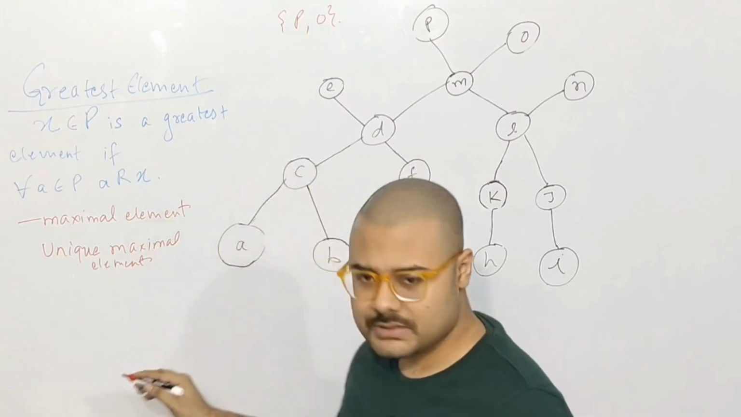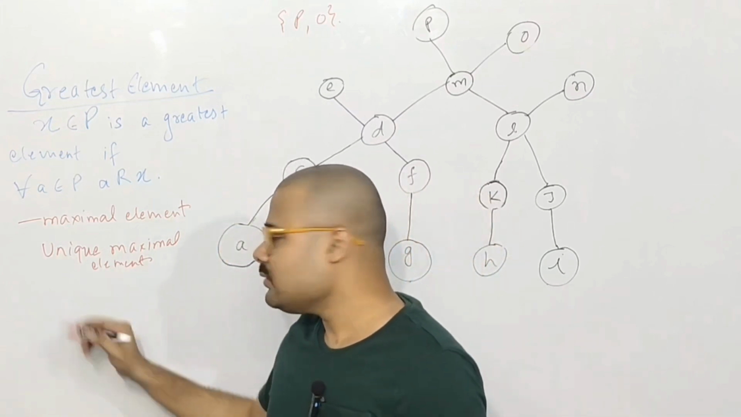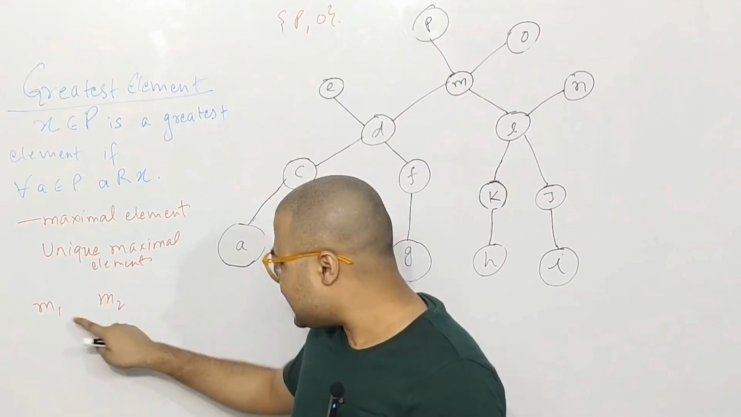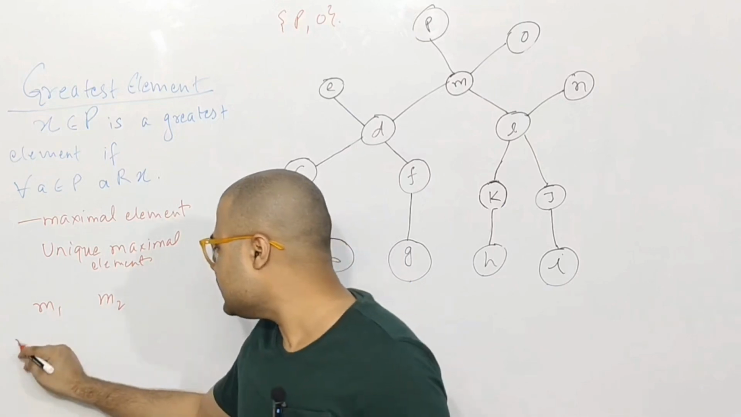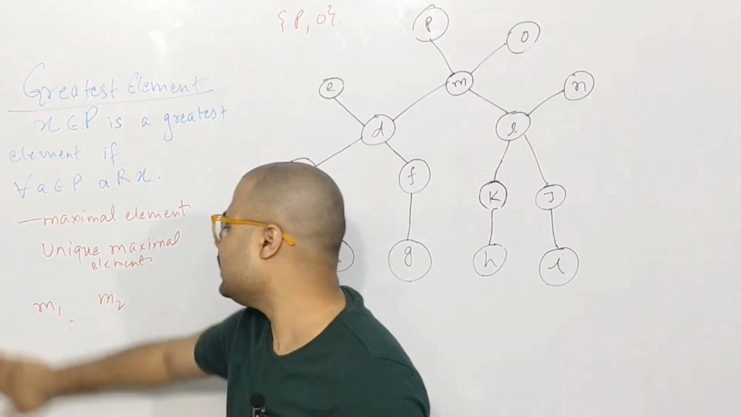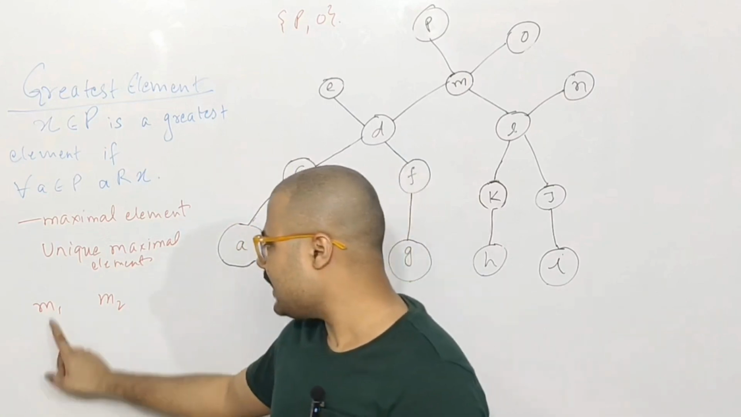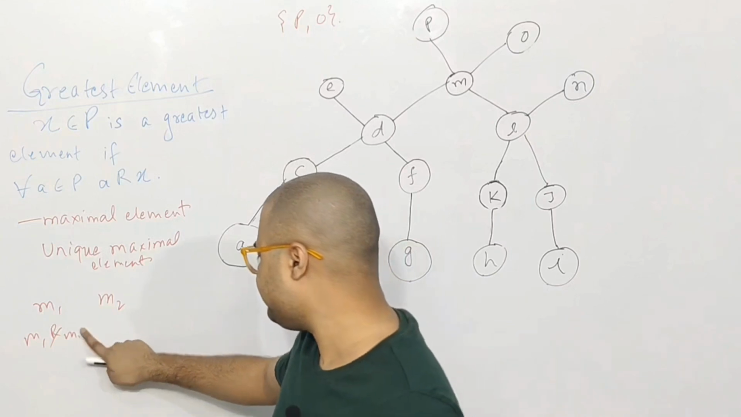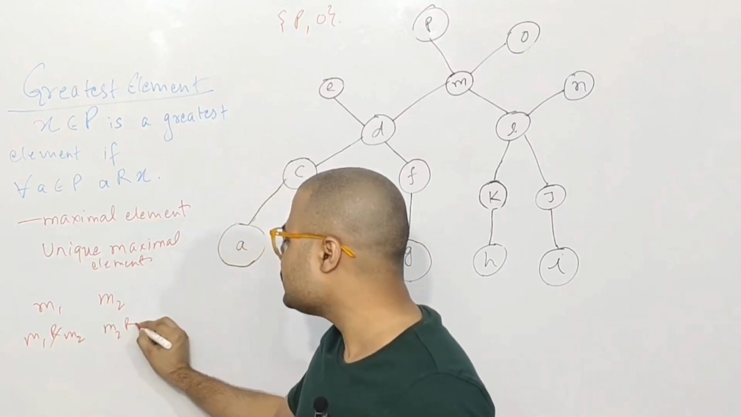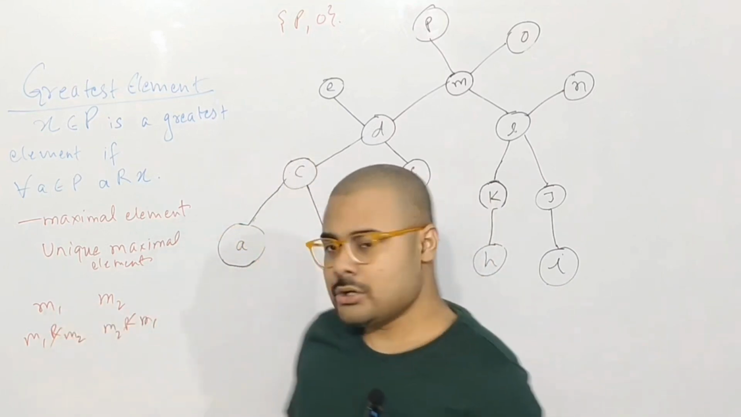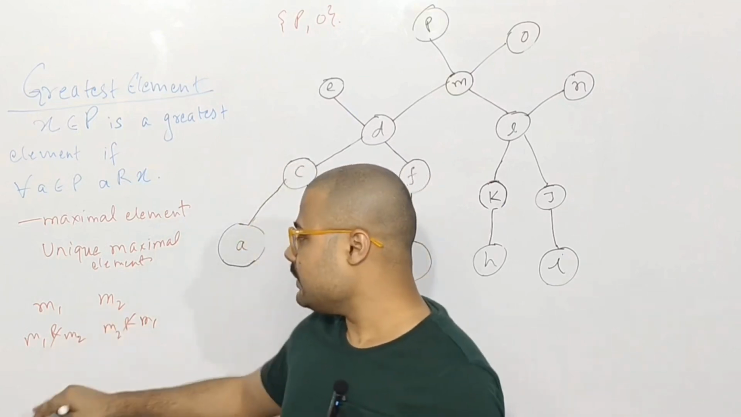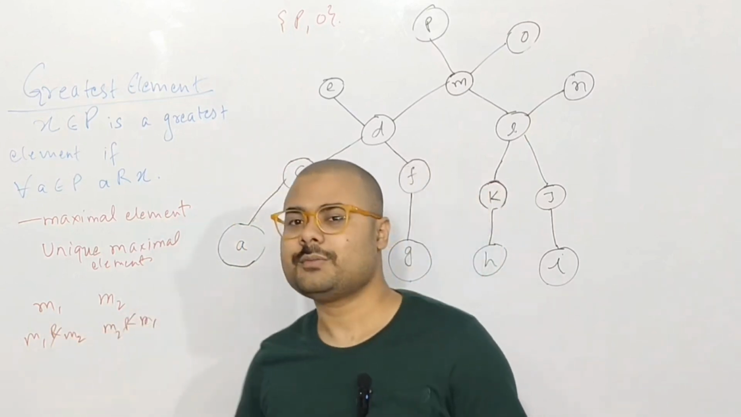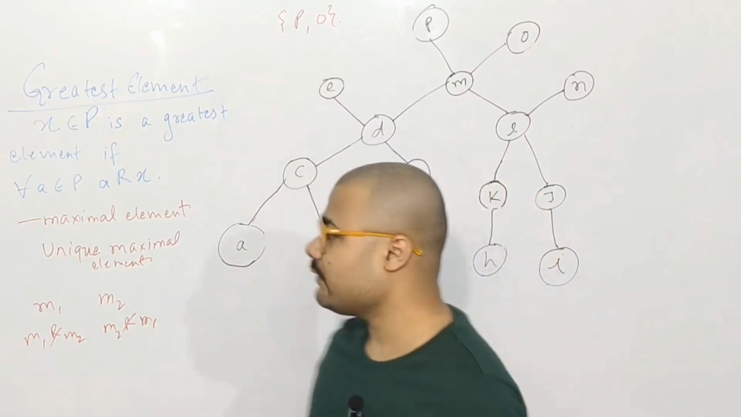Let's say when you have more than one maximal element, then you cannot have a greatest element. Say you have two maximal elements M1 and M2. Because M1 is a maximal element, M1 is not related to any other element, so even M1 is not related to M2. Similarly, because M2 is a maximal element, M2 is not related to any other element including M1. Maybe every other element is related to M1, but there is another maximal element M2 which is not related to M1. So M1 cannot be the greatest element, and likewise M2 cannot be the greatest element. So for your poset to have a greatest element, it must have a unique maximal element.